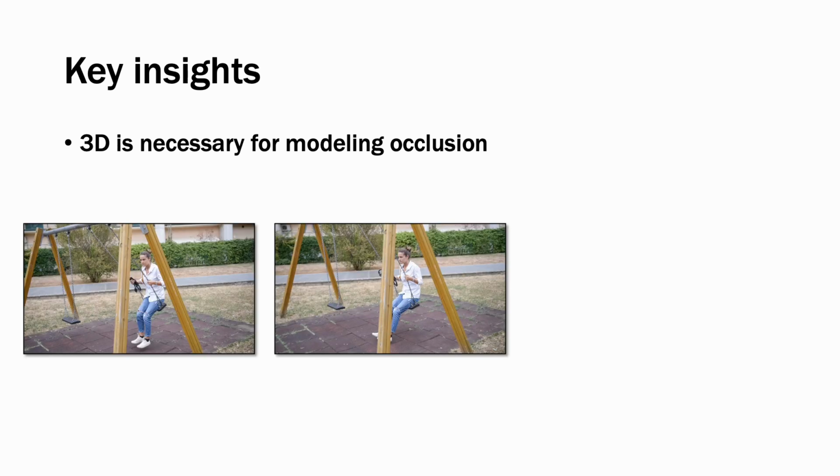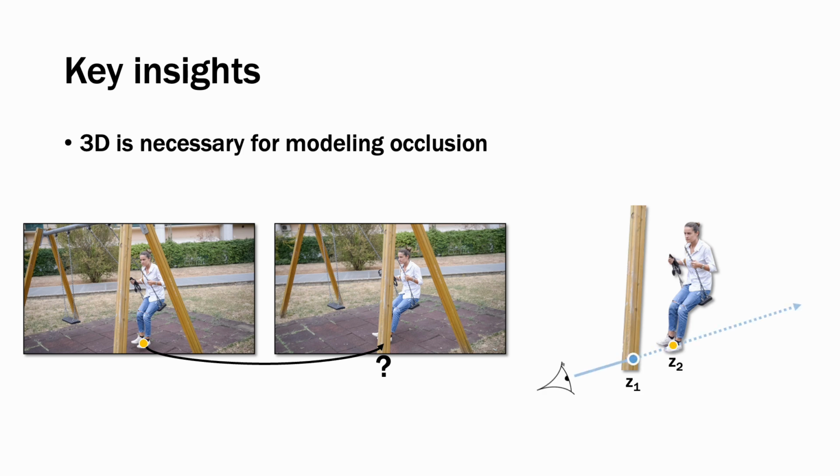Our first insight is that it's necessary to model motion in 3D to handle occlusion. In this example, the person's foot is occluded in the second frame, and both the foot and its occluder occupy the same 2D pixel. Having a z-dimension is necessary to tell apart surfaces at the same 2D location and naturally handles occlusion. Although this is a 3D representation, we actually don't need accurate 3D geometry as long as the depth ordering is correct.